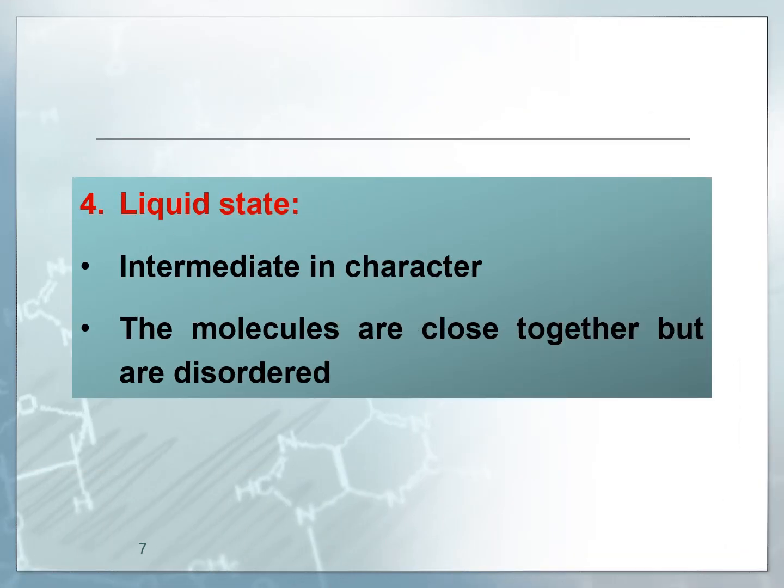The last one is liquid state. Liquids are intermediate in character. The molecules are close together, like solids. However, they are disordered like gases. All these changes in state are described as physical changes. When a substance undergoes a change in state, it also involves changes in its physical properties. For example, when ice forms from water, changes occur in density and hardness, but it is still water.